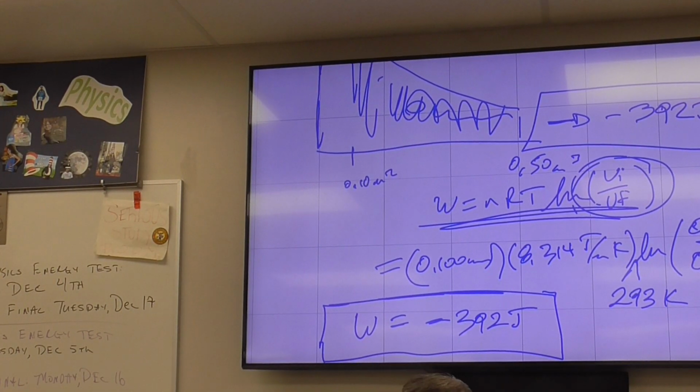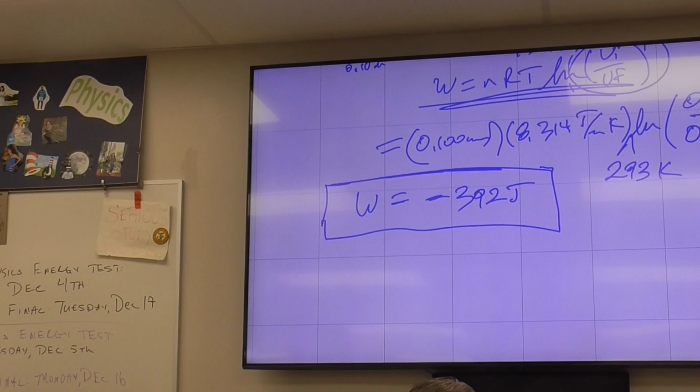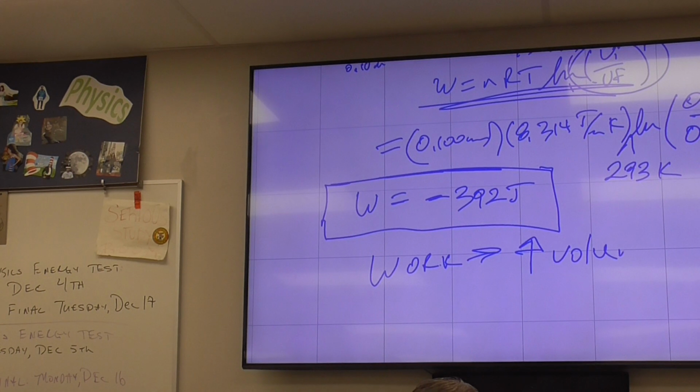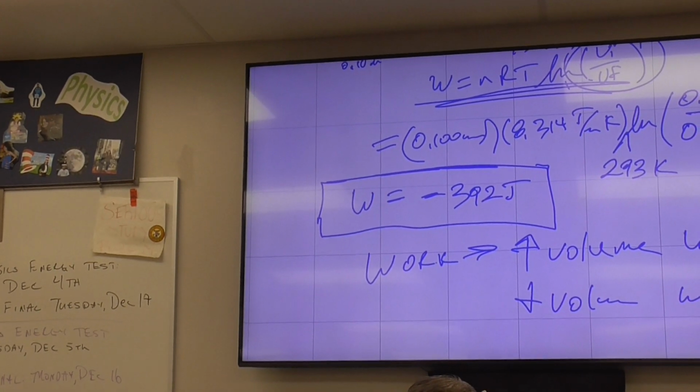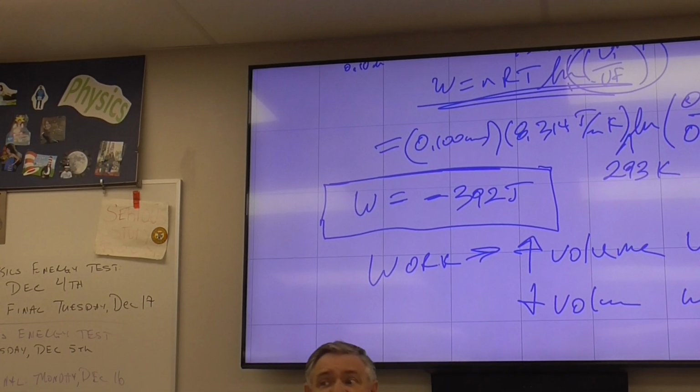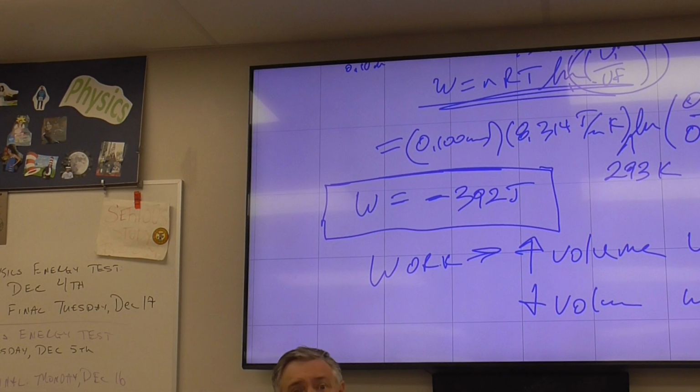So here's what I want you to see. In terms of work, if you increase the volume, work is going to be a positive or negative number? Negative. If you decrease the volume, work is going to be positive. Because things don't like to be expanded, when they expand, it costs energy.